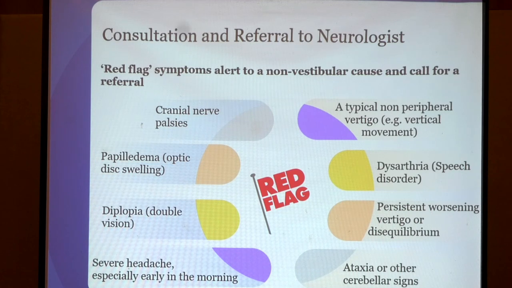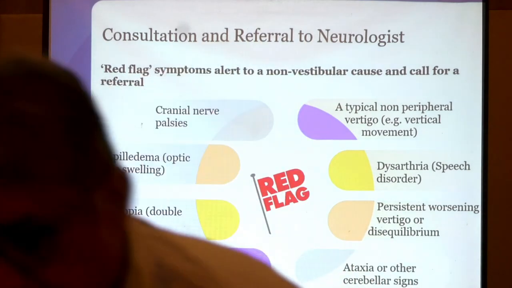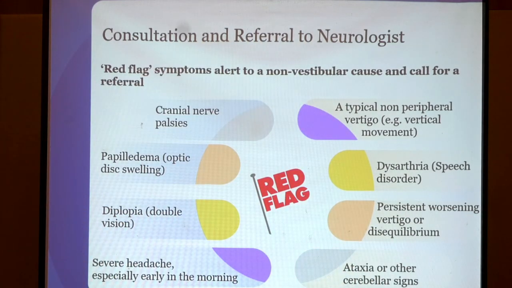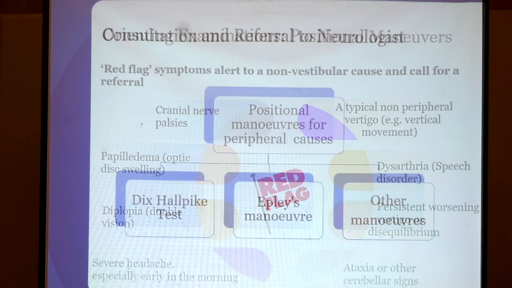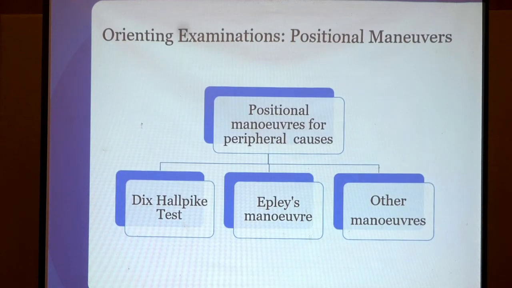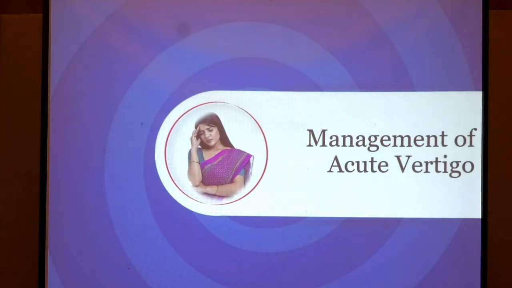If there is a cranial nerve palsy, papilledema, diplopia, severe headache, non-peripheral vertigo, dysarthria, persistent worsening of vertigo, or disequilibrium, ataxia or other cerebellar signs. Positional maneuvers would be a Dix-Hallpike test or Epley's maneuver or other maneuvers.